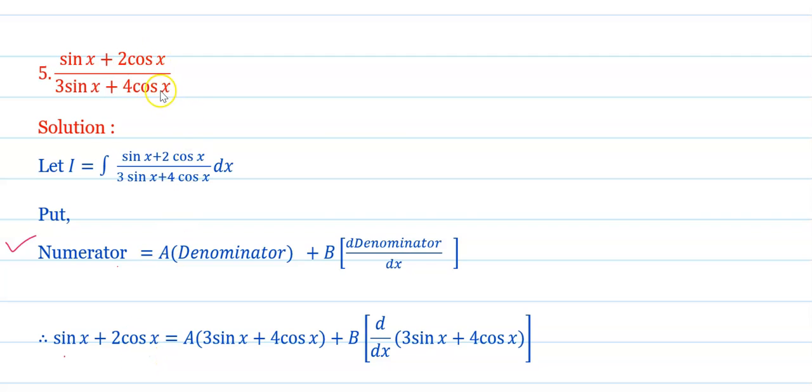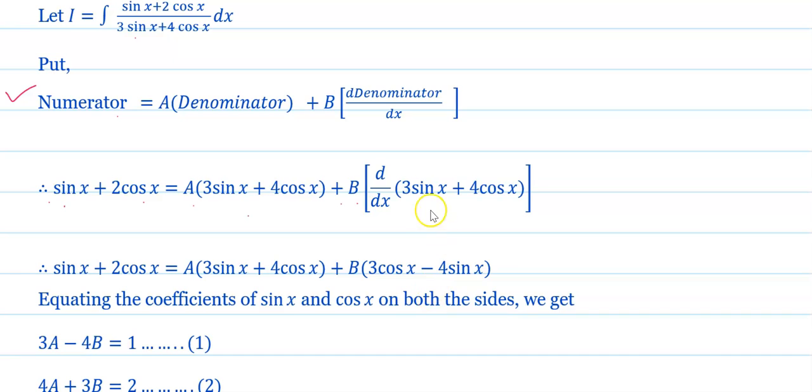There are plenty of problems of this type. Sin x plus 2 times cos x is equals to a into denominator, the denominator is 3 sin x plus 4 cos x, plus b times derivative of the denominator. Derivative of sin x is cos x. Derivative of cos x is minus sin x, and hence sin x plus 2 cos x is equals to a into 3 sin x plus 4 cos x plus b into cos x times 3 minus 4 sin x, that is, derivative of sin x is cos x, and of cos x is minus sin.